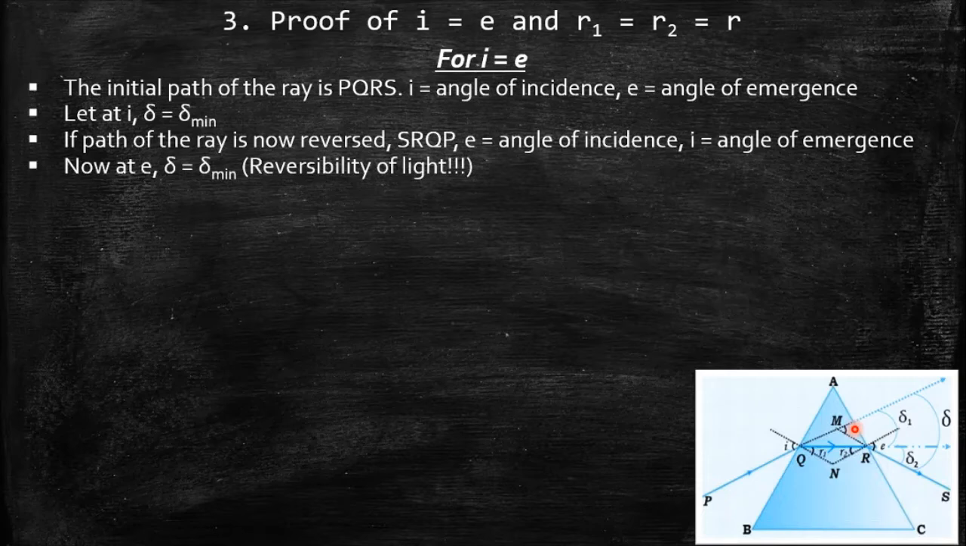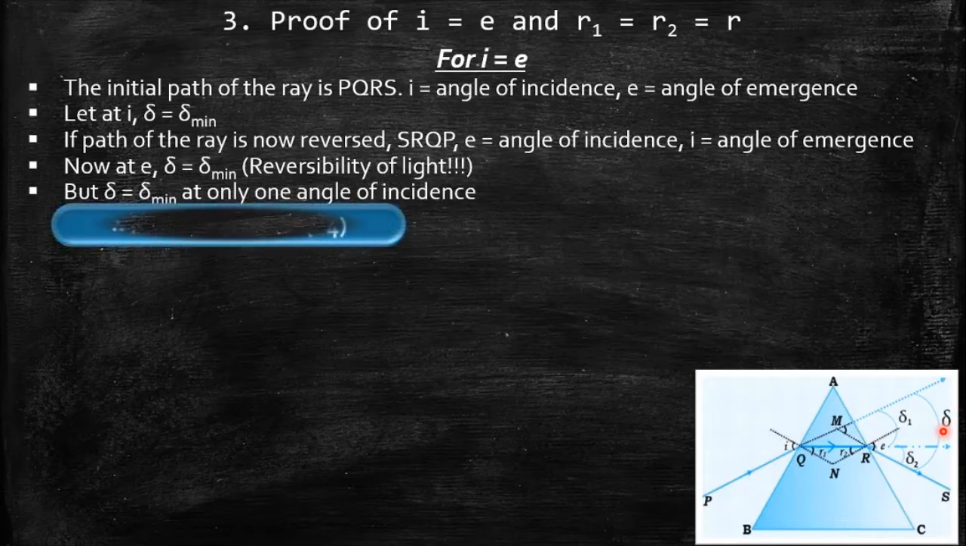Now, do you think this is even possible? I know for a fact that delta is going to be delta minimum at only one and one angle of incidence I, right? Which obviously means that this angle E has to be I, only and only then delta will be delta minimum, correct? So this brings me to my another equation, that is I is equal to E, and I'm simply marking this equation down as star 4.